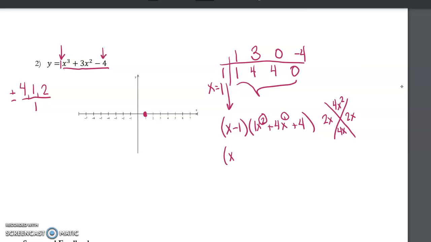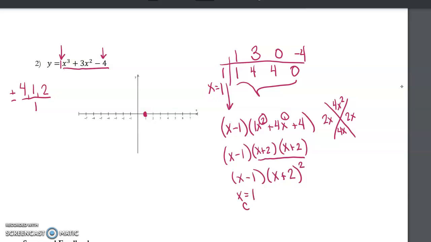So when I write this in fully factored form, I still have my x minus 1 times x plus 2 times another x plus 2. Notice, since we have x plus 2 written twice, or x plus 2 times itself, that's the same as writing x plus 2 squared. So now this very clearly shows us our x-intercepts. We have x equals 1, which is a cross, since my exponent is just 1, and x equals negative 2, which is a bounce, given my 2 as an exponent.